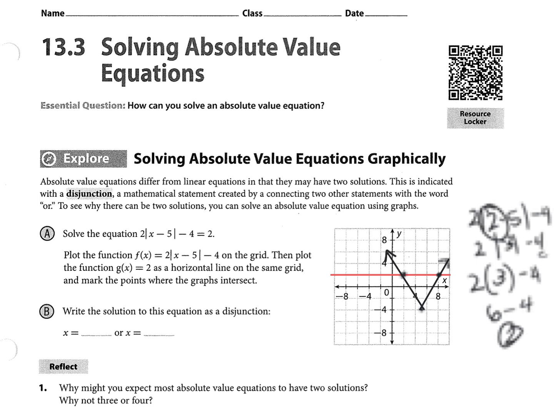So then it says write the solution to the equation as a disjunction, meaning x equals 8 or x equals 2. Those are the two places where it crosses.